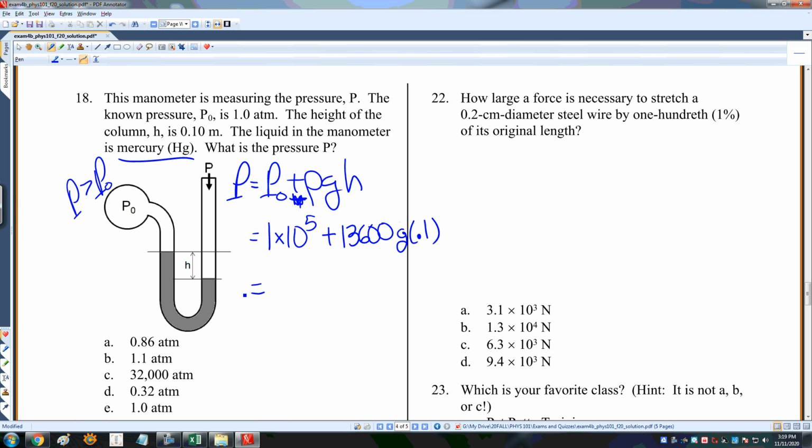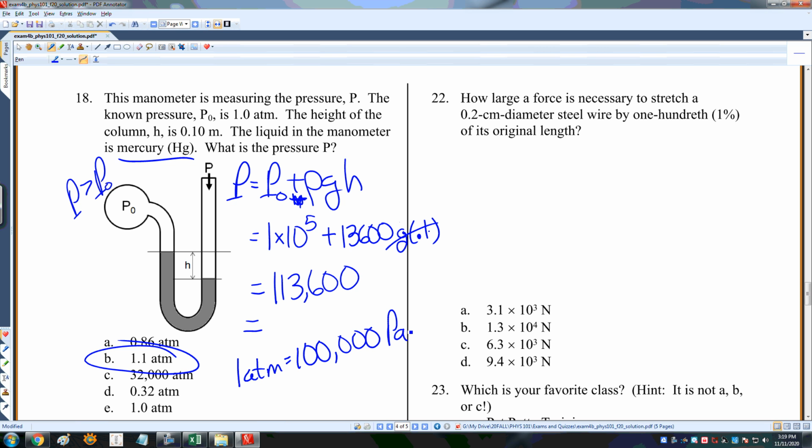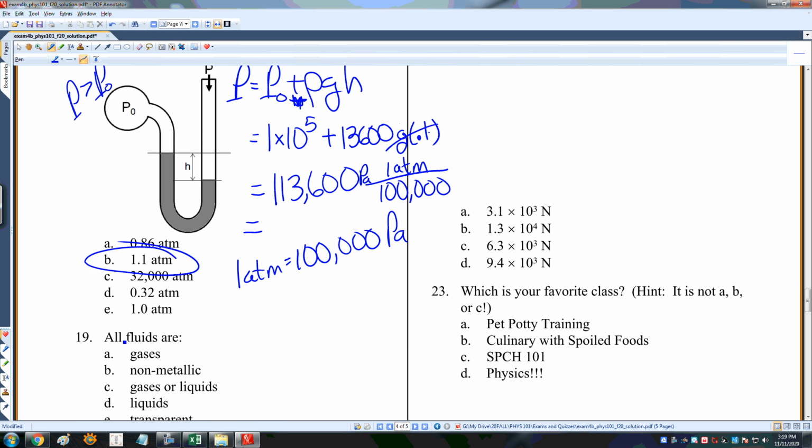And so the g and 0.1 just go away. That's equal to 1, right? 10 times 0.1 is 1. And so this is 113,600, or 1.1 atmospheres. Because remember, 1 atmosphere is 100,000 pascals. And so in pascals, I would have 100,000 per atmosphere there, and give me 1.1.